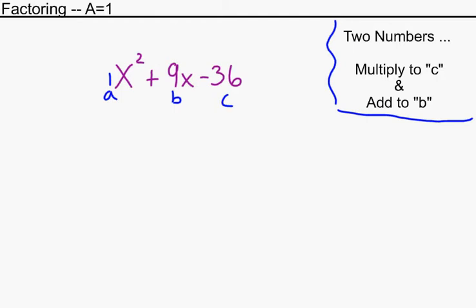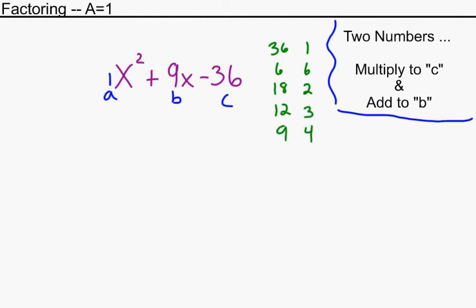So before I think about the negative, I just want to think about 36 and start making a list. Things that give me 36 are 36 and 1, 6 and 6, 18 and 2, maybe 12 and 3, 9 and 4.